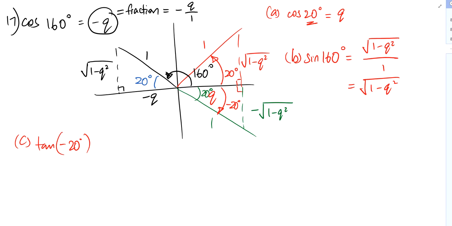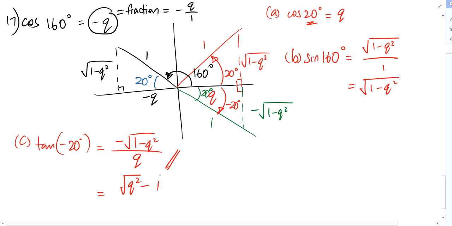Okay, so tangent negative 20 is y over x. What is the y value? Square root 1 minus q squared divided by the x value, which is q. Can we simplify this? Okay, you can leave your answer like this, but I don't like so many negative signs. So I can simplify this to become square root q squared minus 1 over q. They are the same thing. Okay?